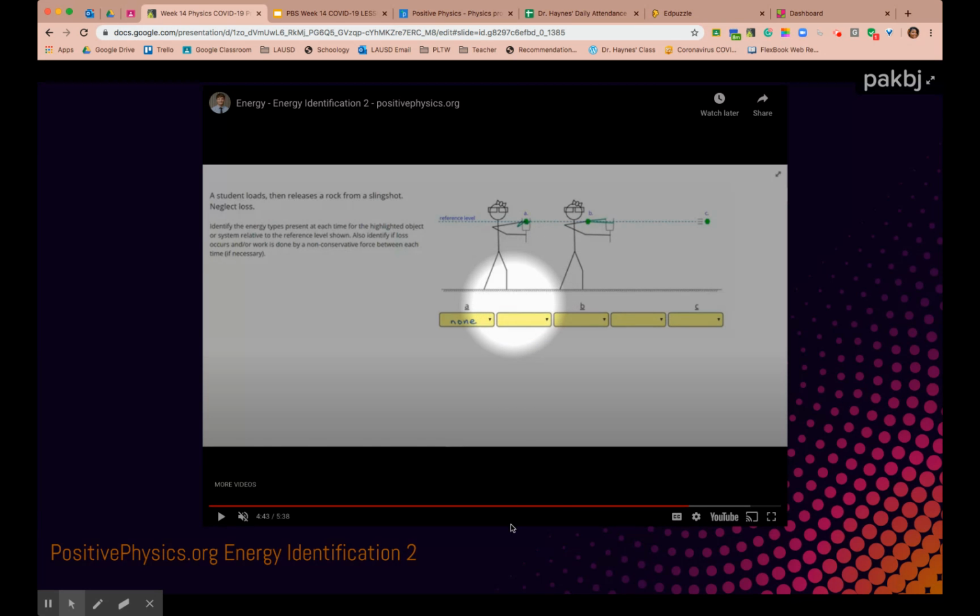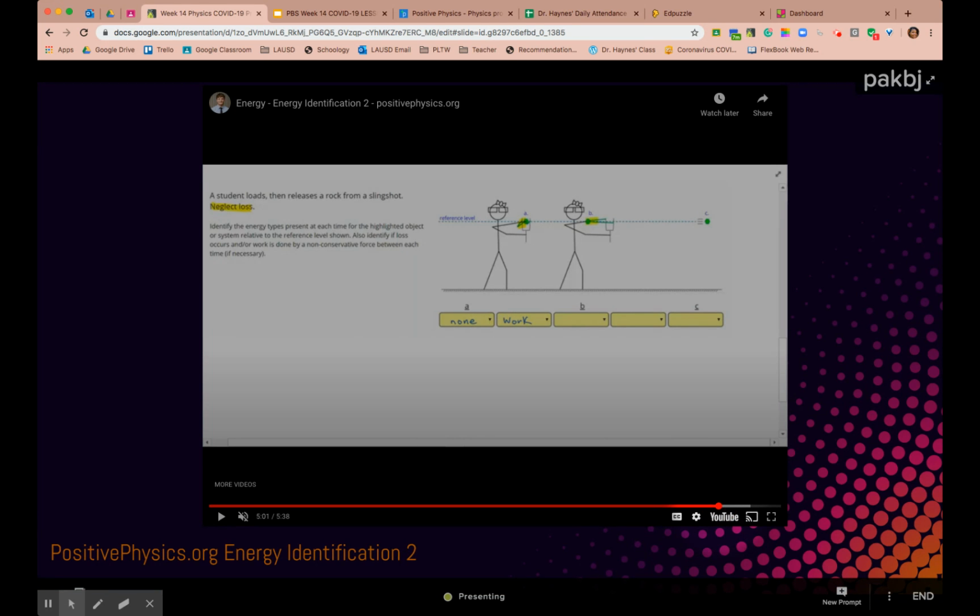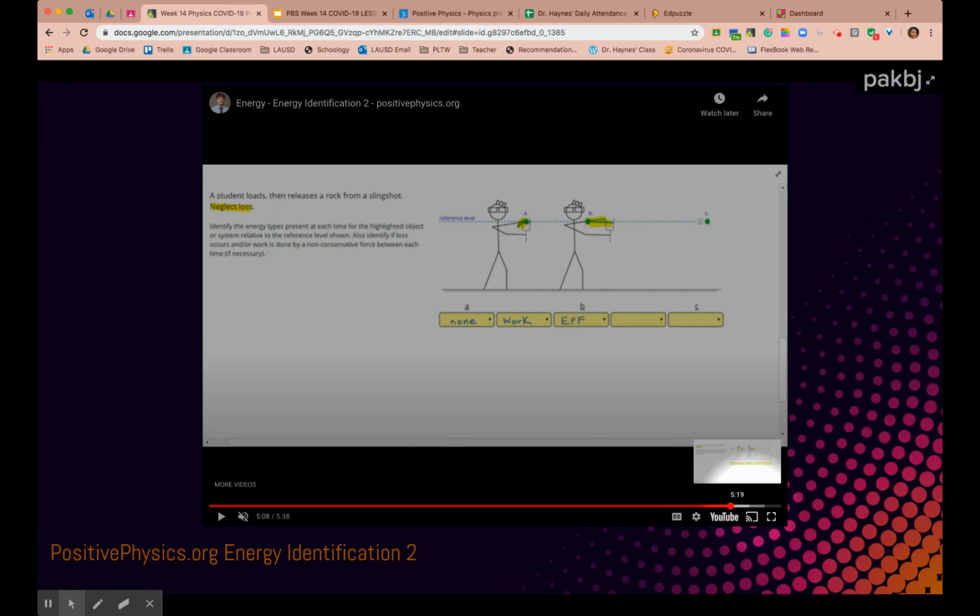But then between point A and B, the person moved their arm to pull back the rubber band of the slingshot. So the person had to do some work to add energy to this system. Their muscles did work to pull that elastic band. So there was some work that got added to the system. And now we have elastic potential energy because now this rubber band is stretched. So that's here, elastic potential energy.